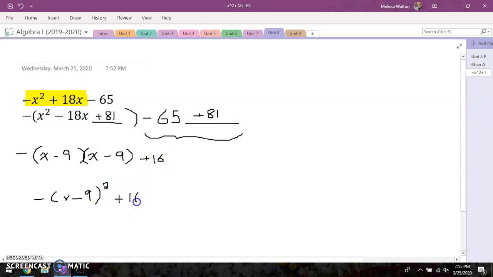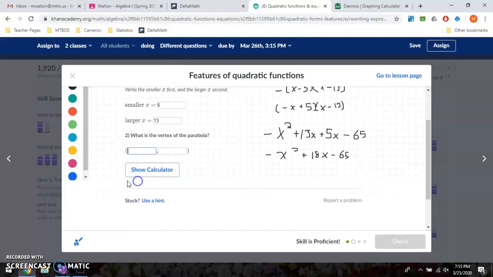So what is my vertex now? Well, here we go. I went to the right by 9, so my vertex x-value is 9. And then I went up by 16. So my vertex is 9, 16.